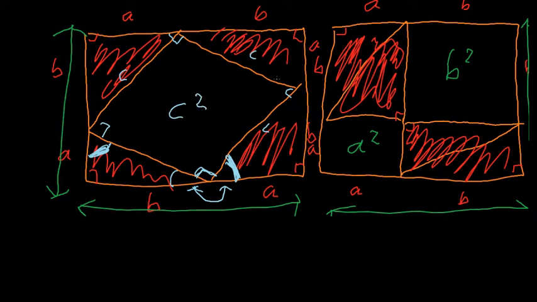Right. So those two squares on the right must sum to give that square on the left. So that's one reason why Pythagoras' theorem is true. It's a pretty nice geometrical explanation of why in a right angled triangle you have A squared plus B squared is C squared.